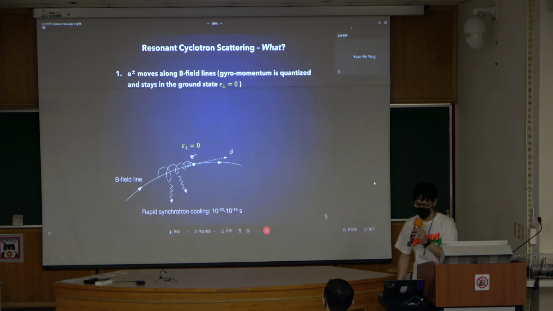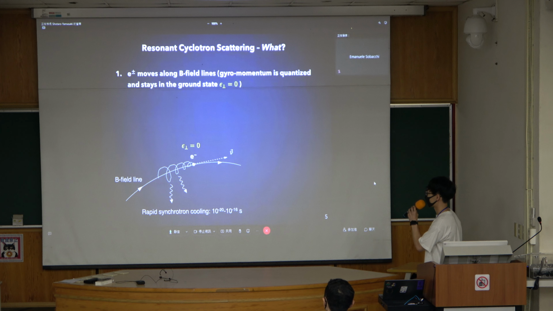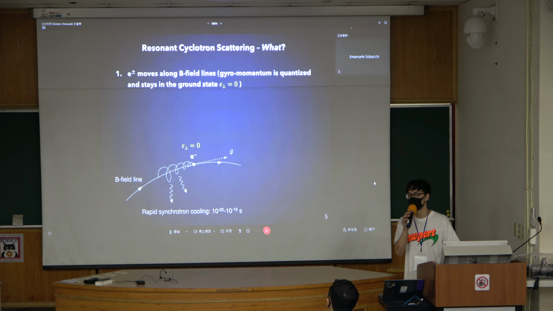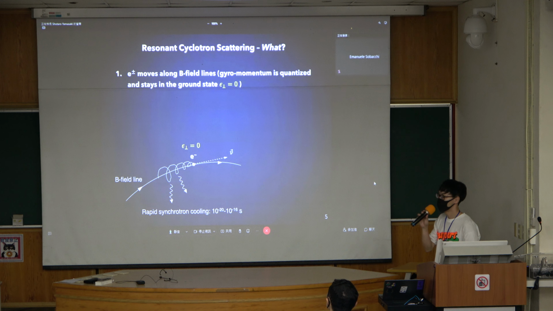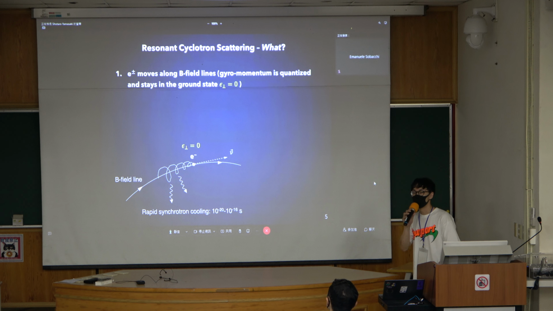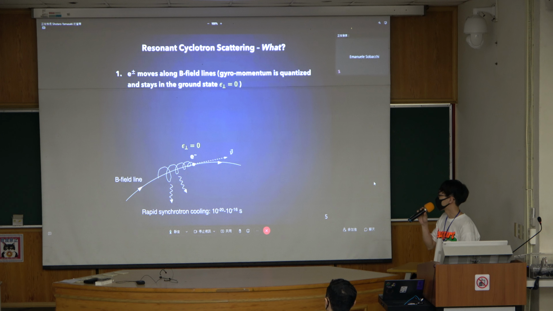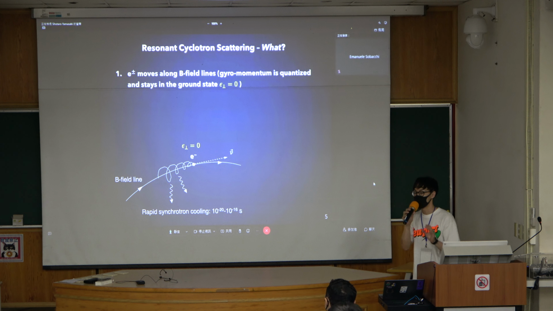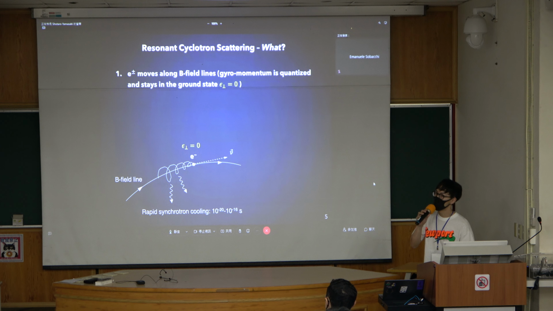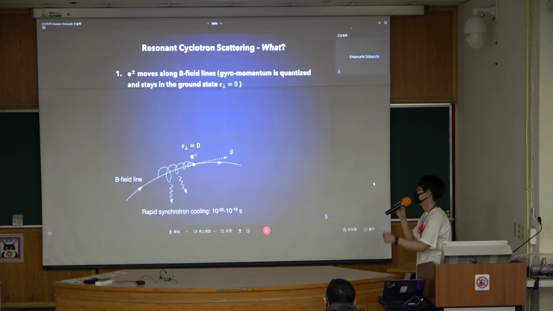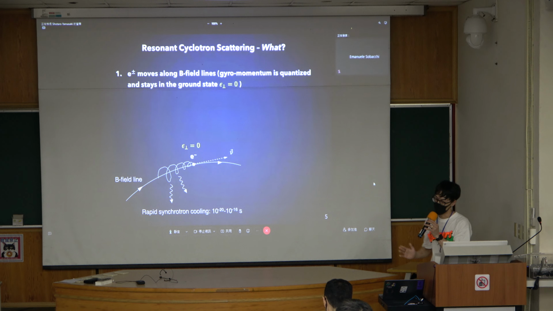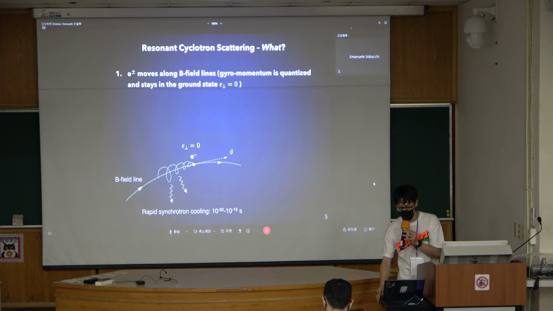So let me explain what this process, resonant cyclotron scattering, is. Please imagine one electron moving inside the magnetosphere, near the neutron star. Because the magnetic field strength is very high, it originally has a gyro motion, but this gyro motion quickly disappears because the synchrotron cooling timescale is so fast. So it just moves only along the magnetic field, and it doesn't have momentum in the perpendicular direction to the magnetic field.